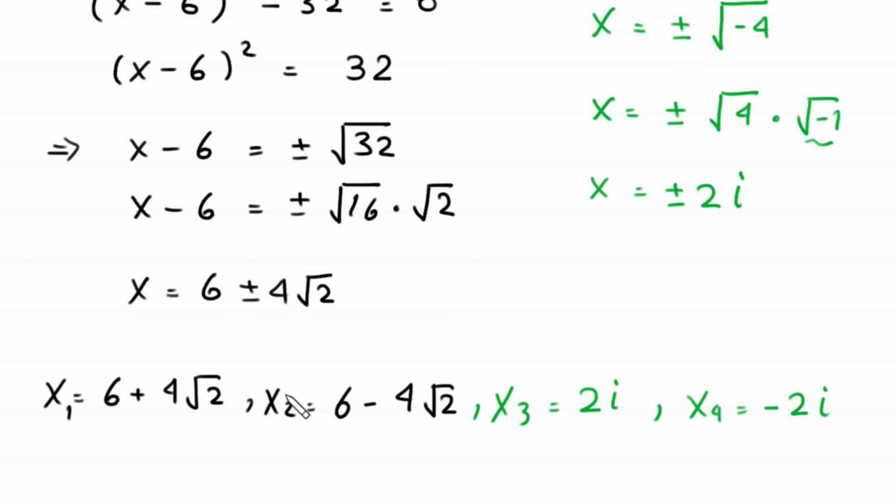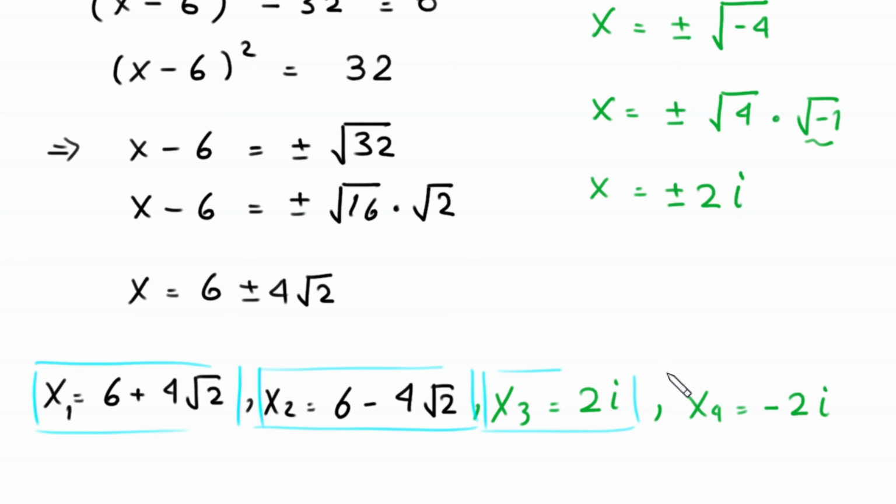So we have four solutions for this equation. First is 6 plus 4 times root 2, and the second is 6 minus 4 times root 2. Third is 2i, and the fourth one is negative 2i.